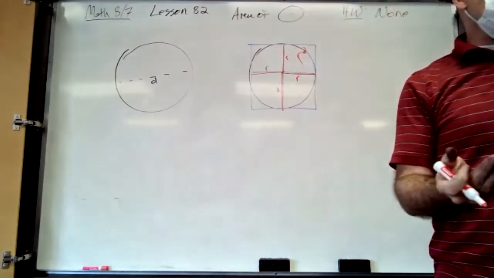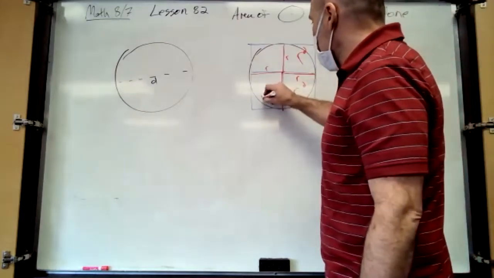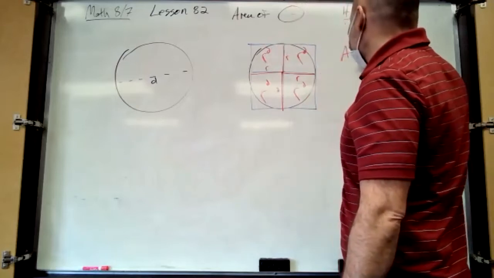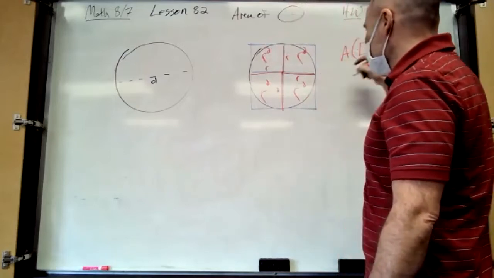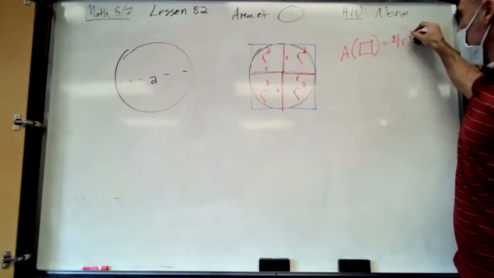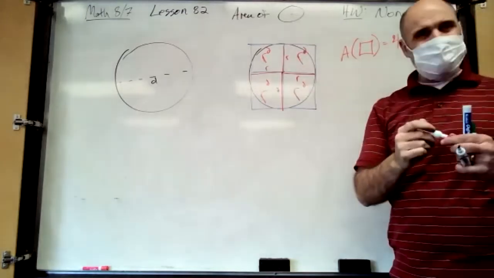That's how you find the area of a square, right? Multiply the side times itself. Here's r squared, r squared, r squared. So the area of the square is how many r squareds are those? Four. Four r squareds. But are you really finding the area of the whole square?